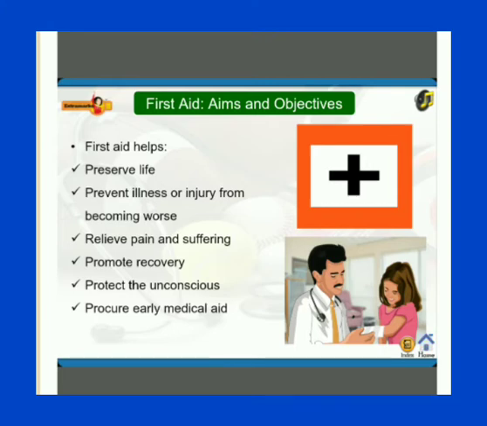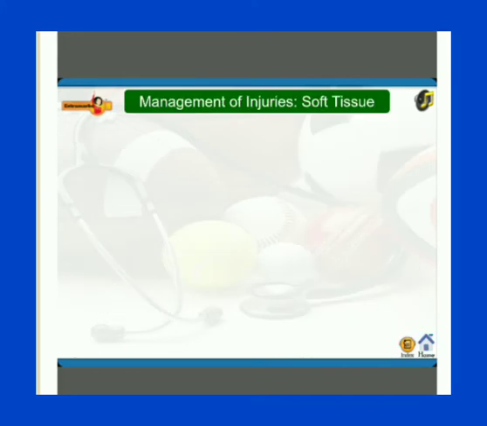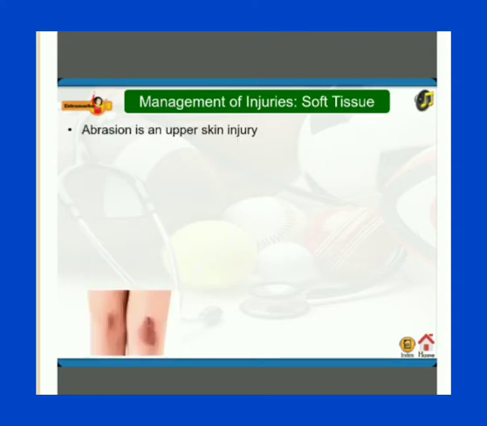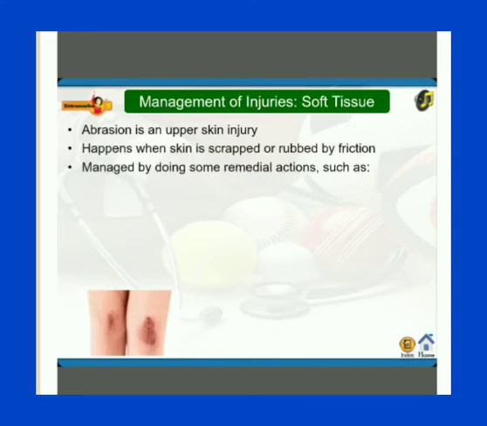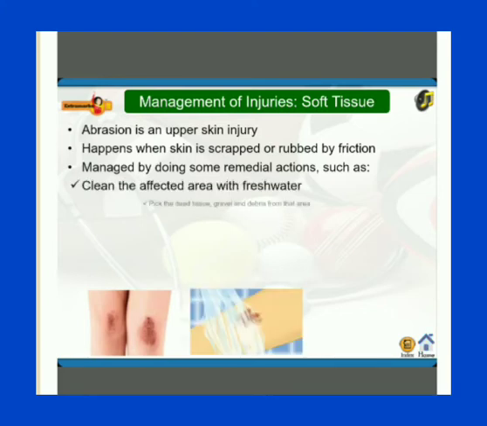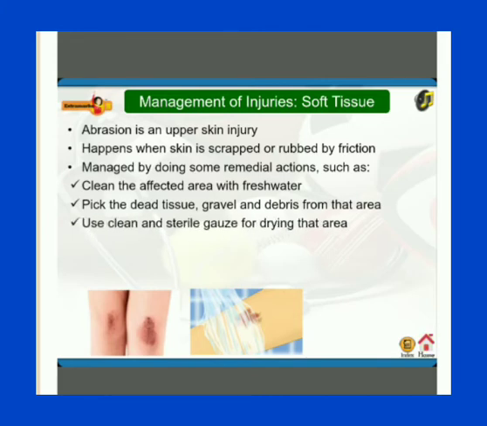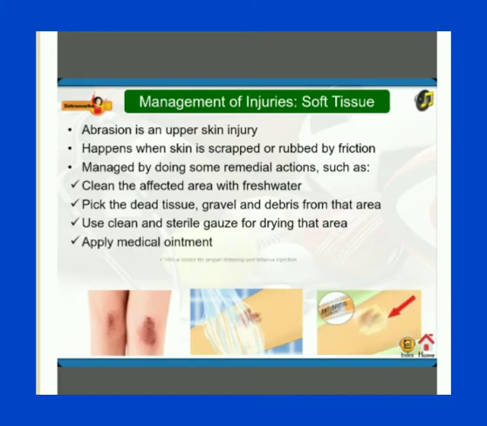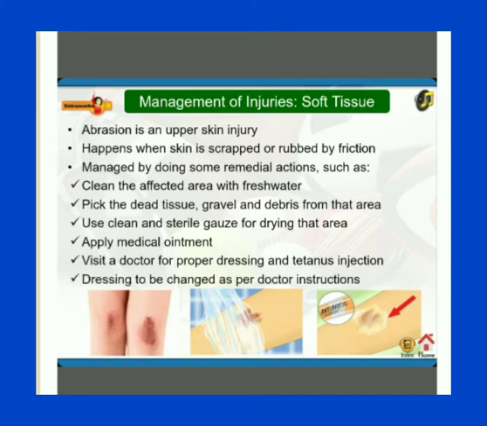So far, we have learnt various types of sports injuries. Now it's time to discuss their management. Management of sports injuries. Let's start with the management of soft tissue injuries. We have learnt that abrasion is an upper skin injury that happens when skin is scraped or rubbed. It can be managed by some remedial actions, such as cleaning the affected area with fresh water and picking the dead tissue, gravel and debris from that area. Use clean and sterile gauze for drying that area. Apply medical ointment. Visit a doctor for proper dressing and a tetanus injection. Dressing is to be changed as per the doctor's instructions.